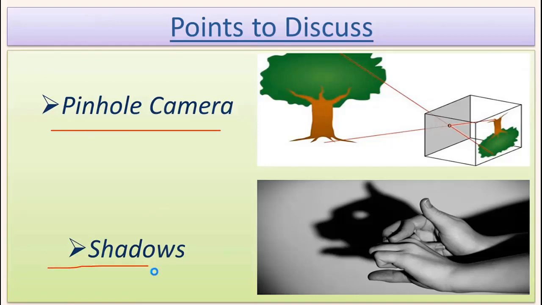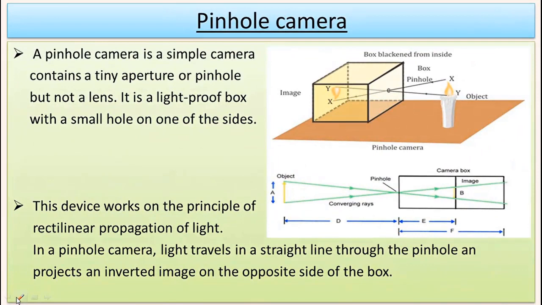So let's start. A pinhole camera is a very simple optical instrument which you can see in a physics lab. It consists of a tiny aperture or a pinhole. It is a light-proof box. A pinhole camera works on the principle of the rectilinear propagation of light. Let's understand how a pinhole camera can be used to form a real image with an animated video.